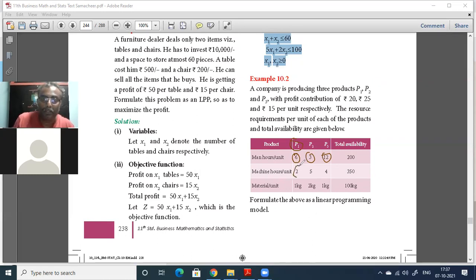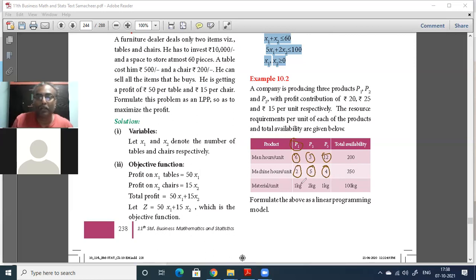Then you need to have a machine working for 2 hours to produce P1. That is also another constraint. You need another machine working 5 hours to produce P2. Then you need a machine working 4 hours to produce P3. That is also a constraint. Then total availability is given below. Let us see. Total availability is a constraint.